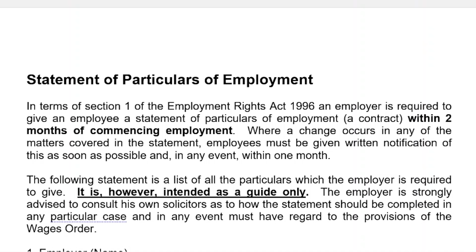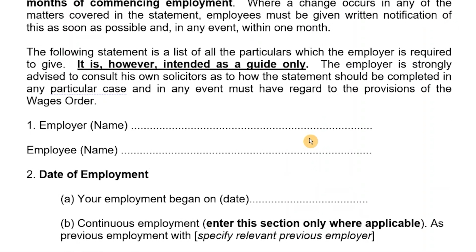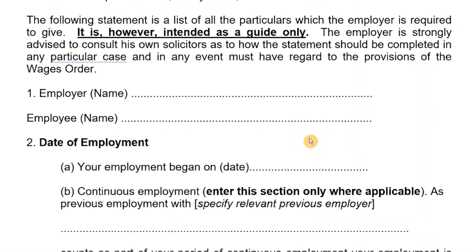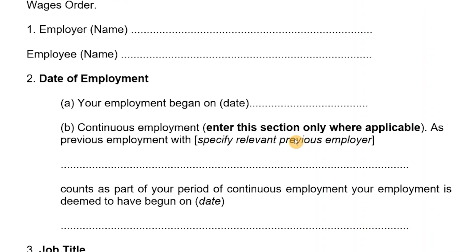So before we go on to our first section of wages, hours and holidays, I'm just going to scroll through the example contract to allow you to see the easy terms and statements that come before that. So it's employer name and employee name, the date the employment began. Please note there is an option for continuous employment, however this will not apply to all that many people and you only need to enter this section where applicable.